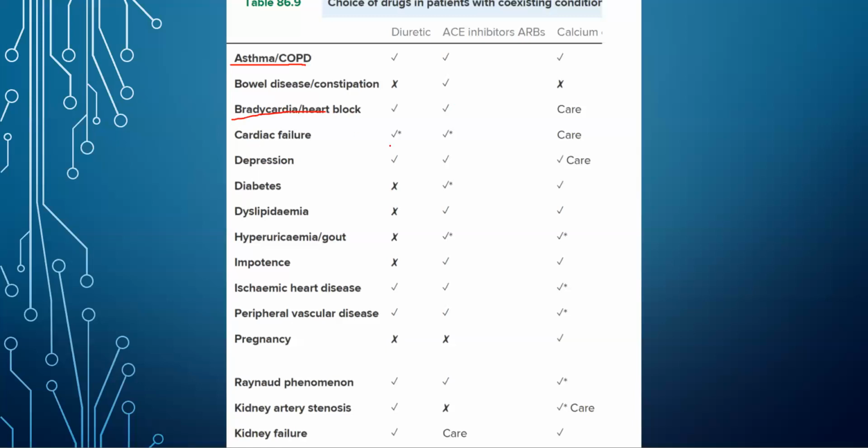Someone having bradycardia or heart block, never use calcium channel blocker or beta blocker. In cardiac failure patient, do not use calcium channel blocker if it's systolic. Someone having diabetes, do not start thiazide diuretics. Best for diabetic patient is the ACE inhibitor. Same with the dyslipidemia, do not use thiazide diuretics. Same with hyperuricemia or gout, do not use diuretics.